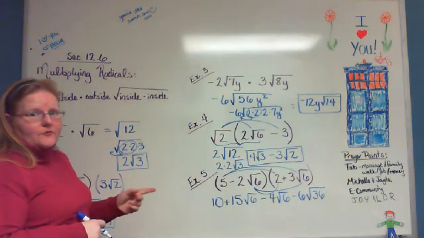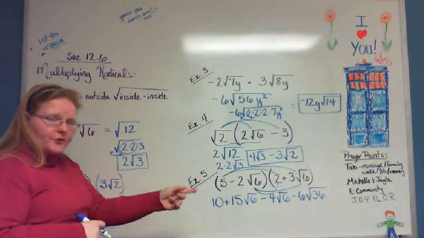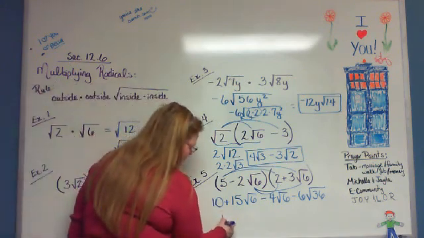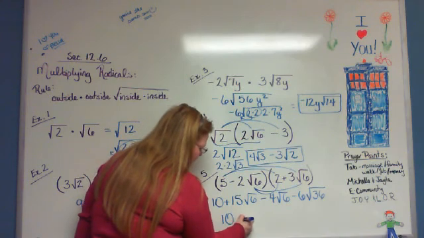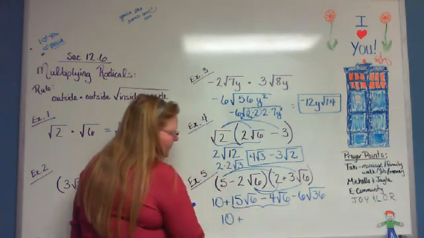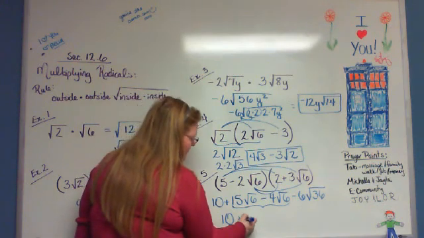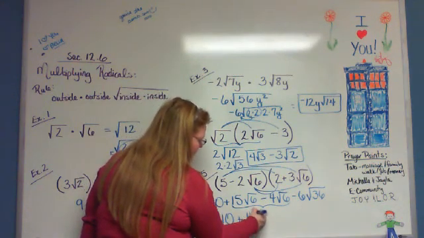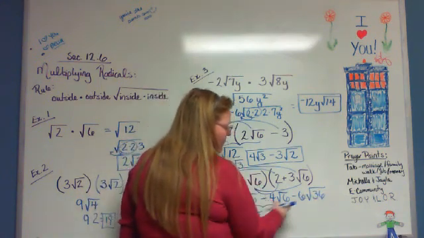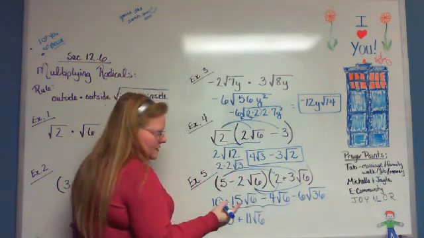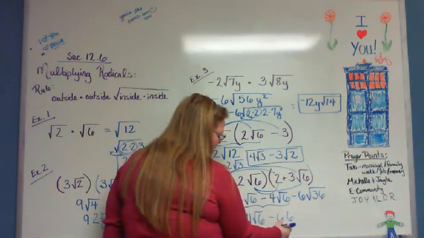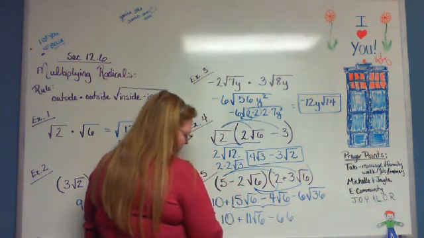We have like terms. We have things that need to be reduced. That all has to be done. So that's 10 plus 15 and negative 4 gives us 11 square roots of 6. And then the square root of 6 times the square root of 6 is really 6. So that's minus 6 times 6, which is really 36.